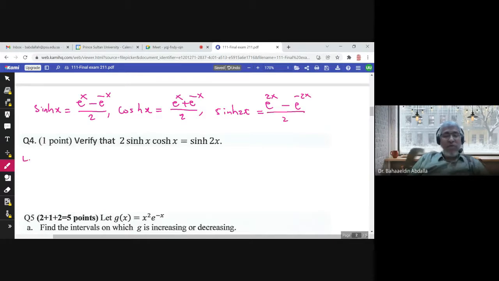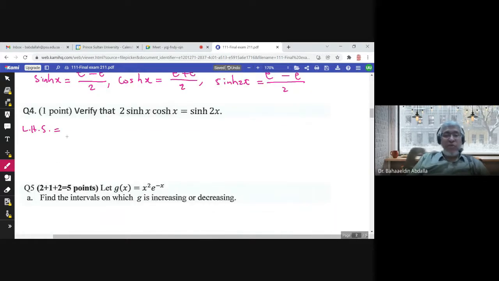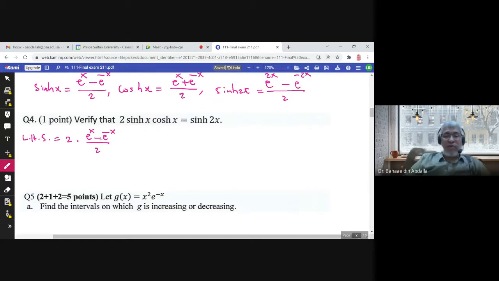So let me start with the left-hand side. The left-hand side is 2 times sinh, which is e to the power x minus e to the power negative x over 2, times cosh, which is e to the power x plus e to the power negative x over 2.